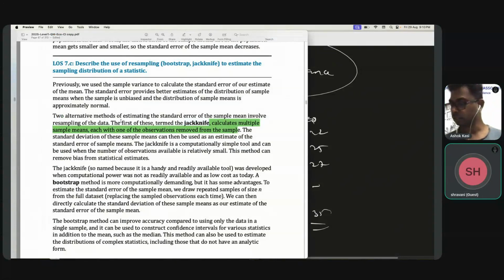You can read this one. Yes, sir. Understood. Okay.